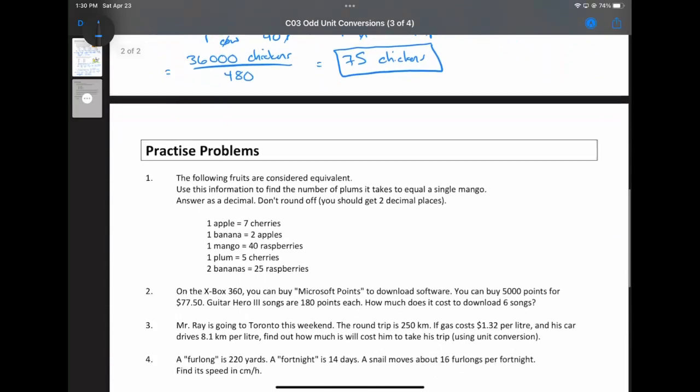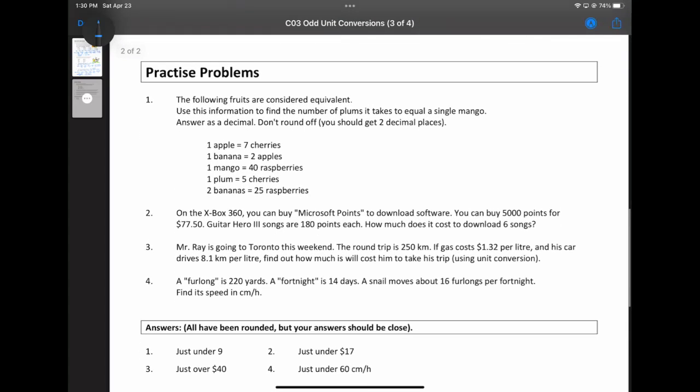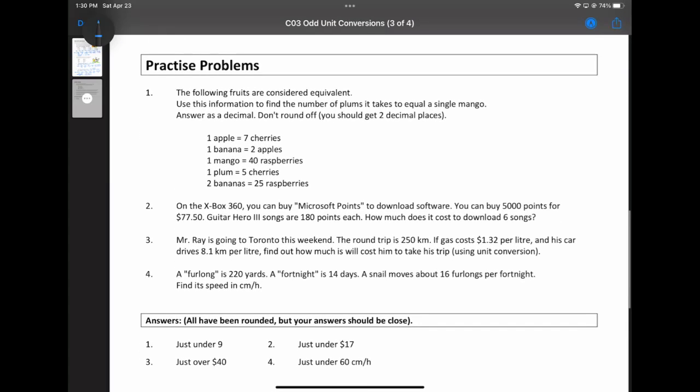So I'm going to get you to try a couple of questions here. We have one that deals with apples and bananas and other fruits and their equivalencies, very similar to the one we just did with animals. And then I'm going to get you to do one where you're going to convert Guitar Hero songs into dollars, which is actually a semi-real ability.